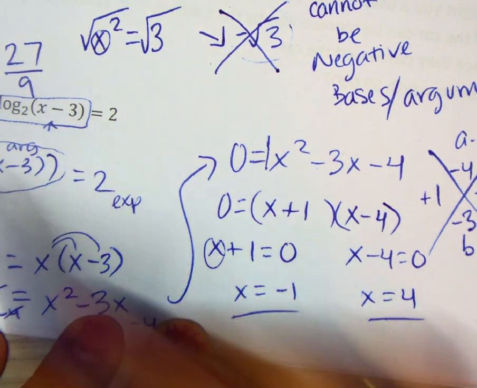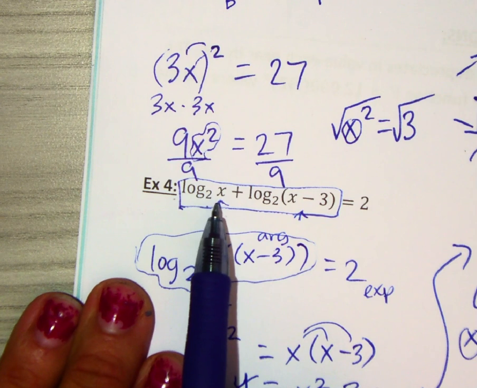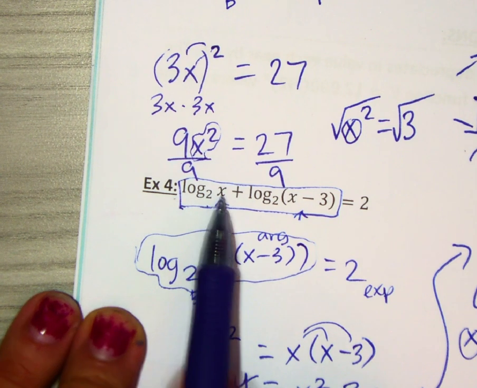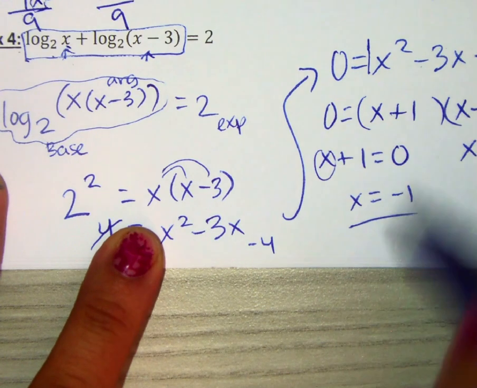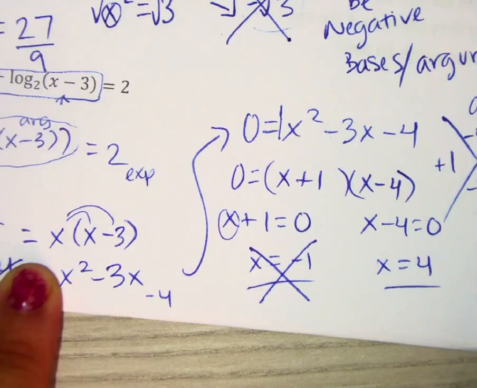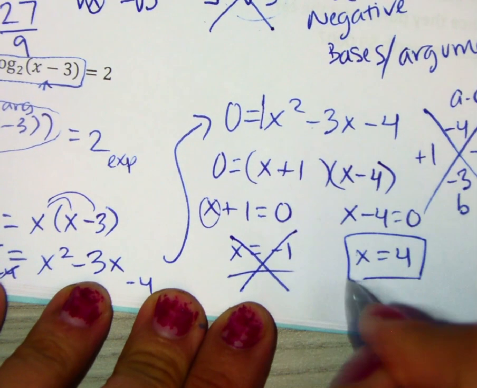But when you plug them in, we cannot have a negative argument or a negative base. Just the fact that the x is there by itself means we cannot use the negative 1 because we cannot have a negative argument. So therefore the answer to this is just x equals 4.